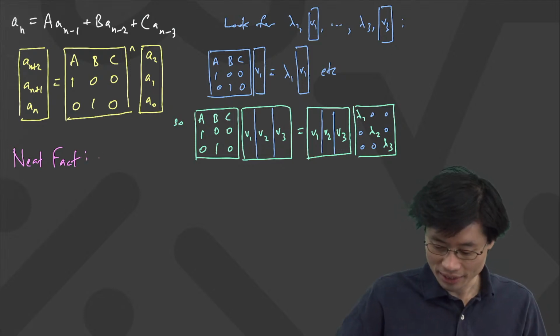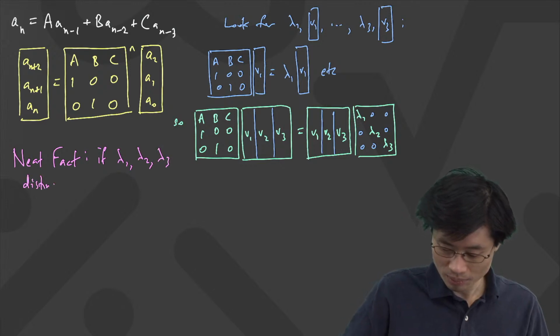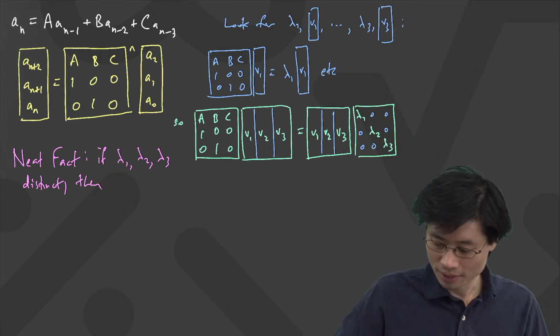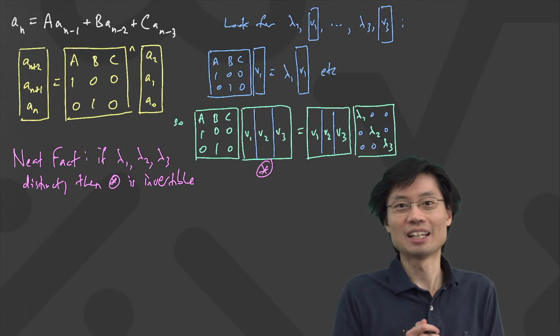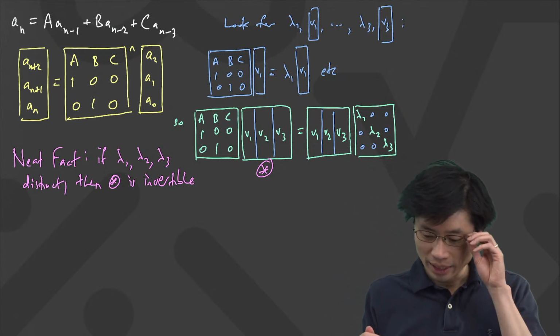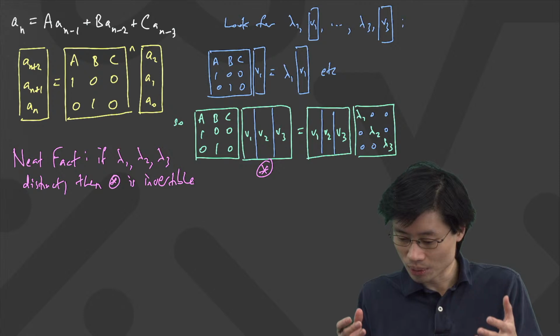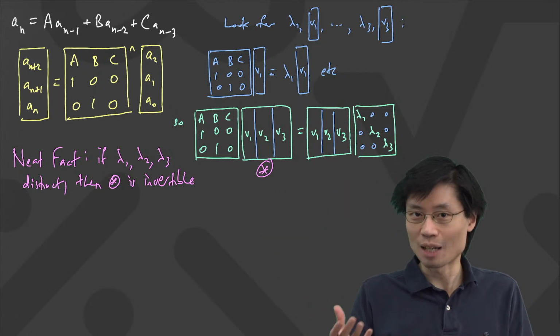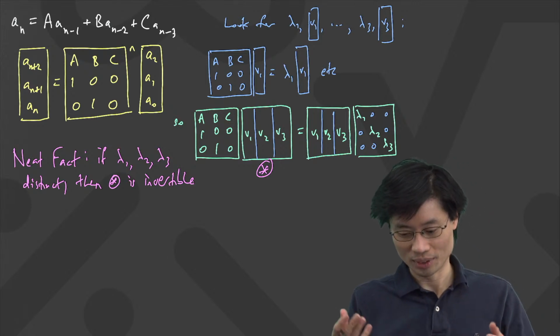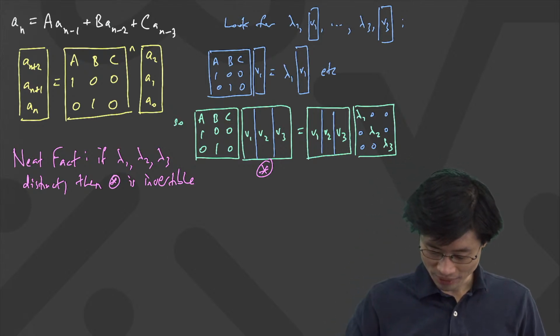The neat fact is, if lambda 1, lambda 2, and lambda 3 are distinct, then this star matrix is invertible. Okay? And finding out that the star matrix is invertible is actually related to showing that there's no way to make a linear combination of v1, v2, v3 that happens to give you a zero vector. Okay? And so why was this true?